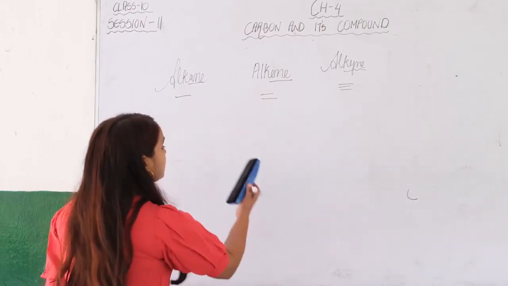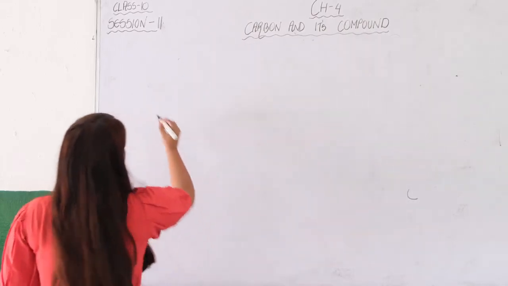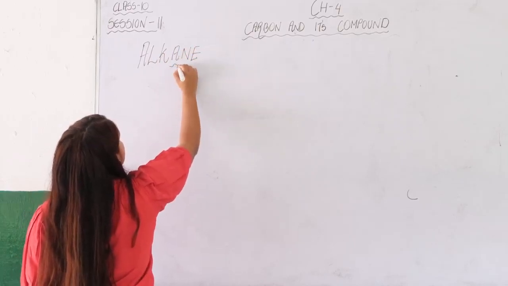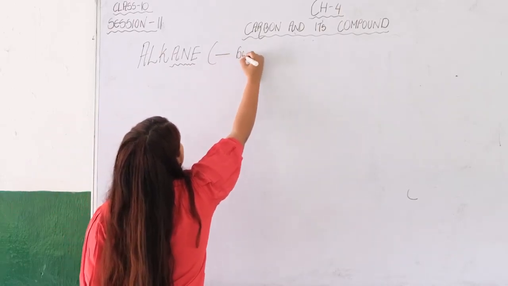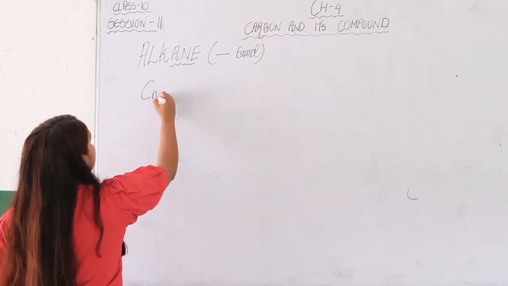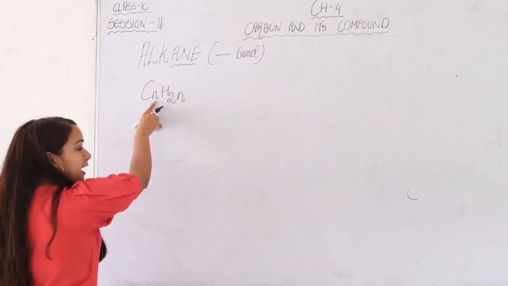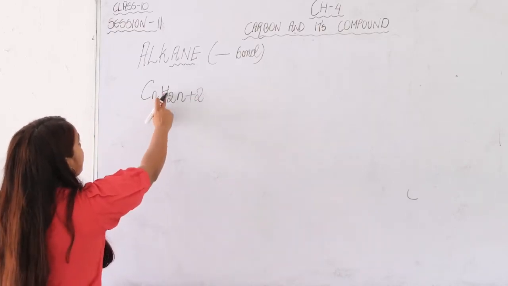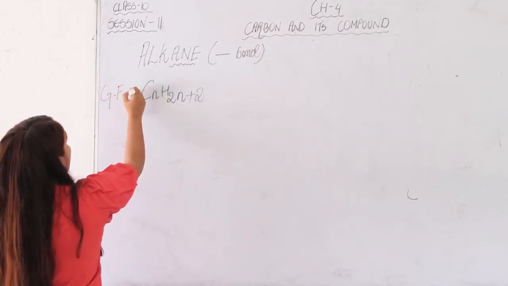Now let us study all these three in detail along with their members. First one, alkane, which has the suffix A N E. Alkane means single bond. Alkane has its own general formula, which is CnH2n+2. C represents carbon, H represents hydrogen, and n represents the number of carbon atoms. We can write here the general formula of alkane.